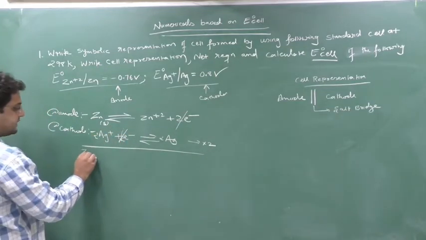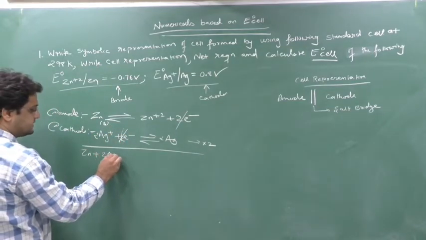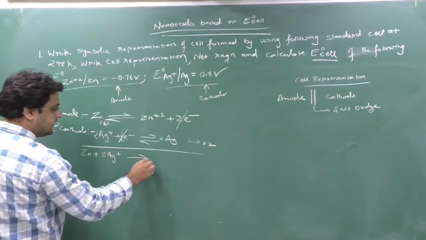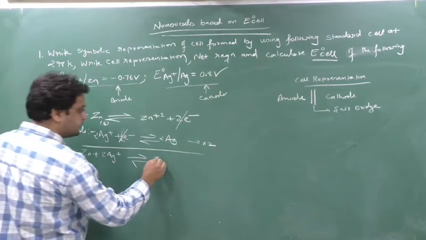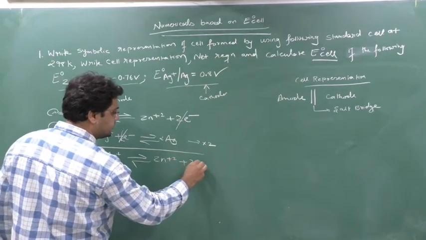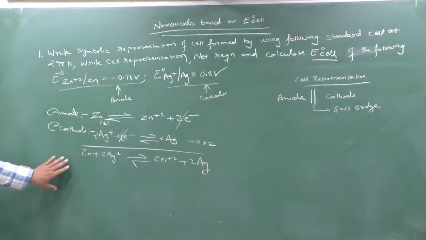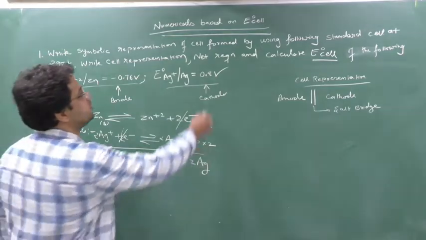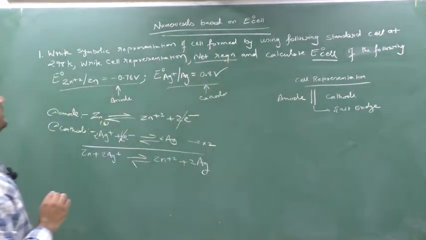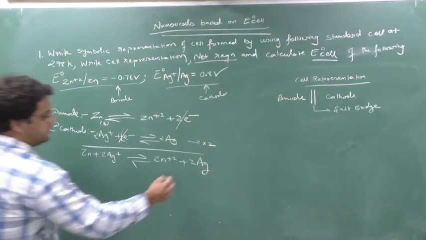Write down as it is, Zn plus 2 Ag plus, it's like a redox reaction as you know, Zn plus 2 Ag. So this is your net reaction. This is known as a net reaction. Yes sir, they have told here net reaction. Clear? Now the symbolic representation also I will show you, don't worry.